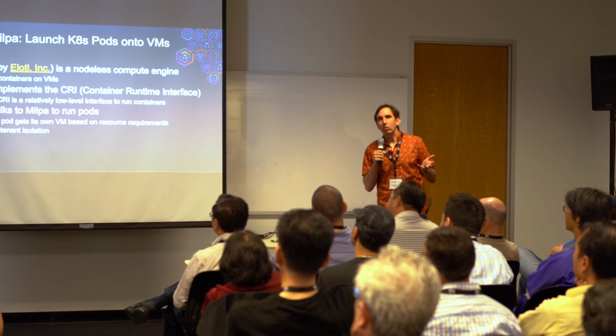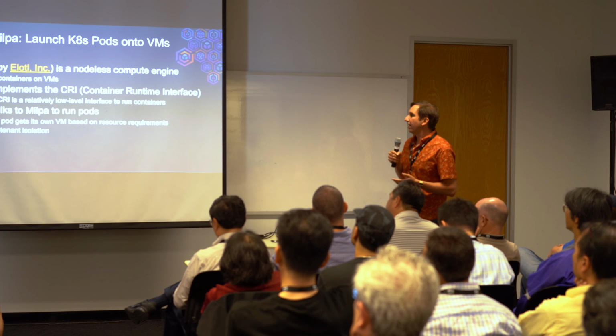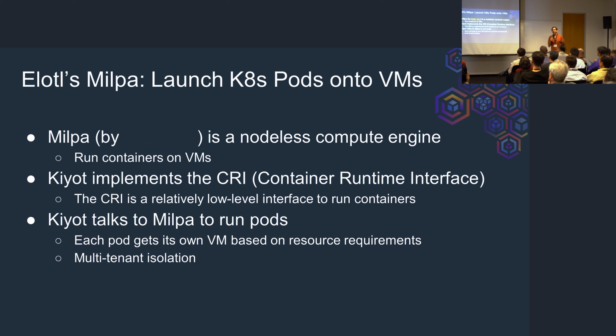We decided that, oh, well, this would be a pretty cool thing to fit into Kubernetes. So we wrote Kiot, which implements the CRI, that's the Container Runtime Interface. It's a fairly low-level interface that the Kubelet uses to run containers on the host system. So the Kubelet talks to Kiot, Kiot talks to our software Milpa, and Milpa runs the pods.